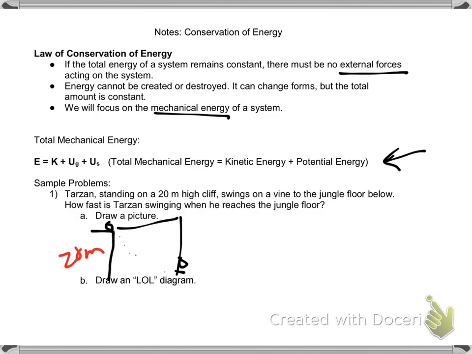Now, we are going to do something called drawing an LOL diagram, because, you know, we LOL all the time. Yeah, I just said that. I'm sorry. I should never say that again.